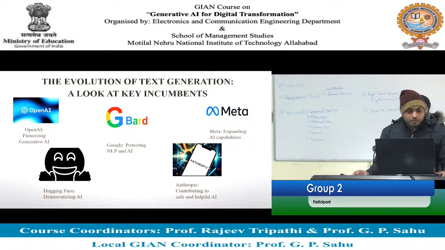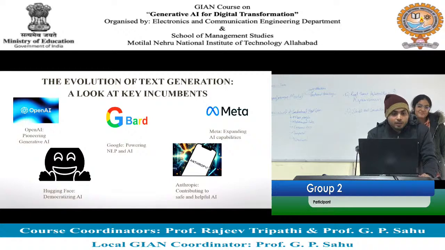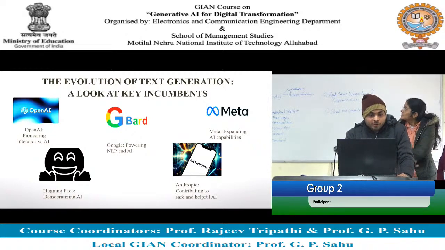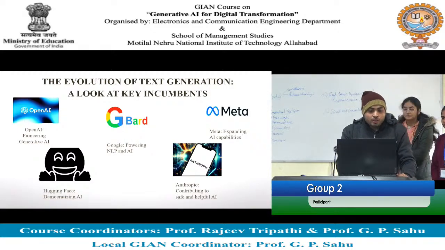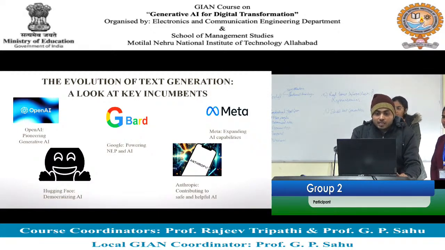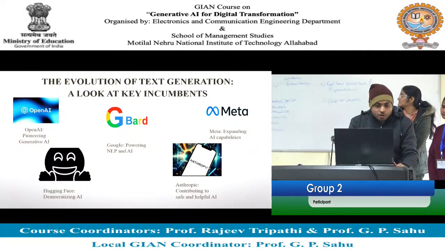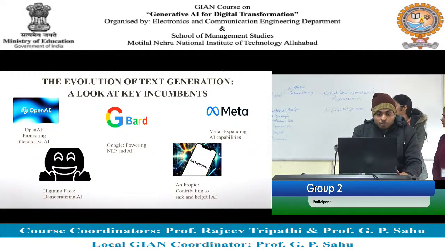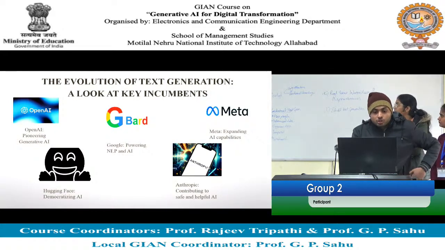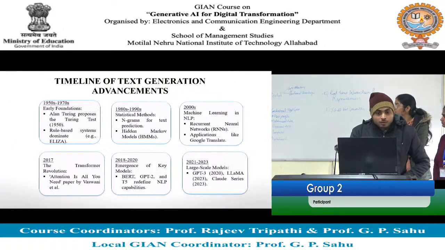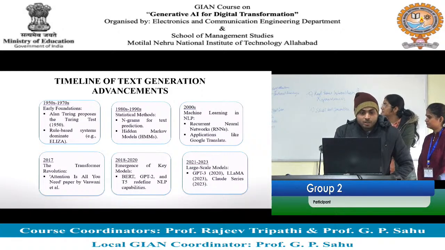Good afternoon, everyone. OpenAI is the evolution of text generation. OpenAI is a company pioneering generative AI, Google is powering NLP and AI, Meta is expanding AI capabilities, Hugging Face is a company democratizing AI, and Anthropic is a company contributing to safe and helpful AI. Timeline of text generation advancement: it started in the 1950s and ends in 2023.